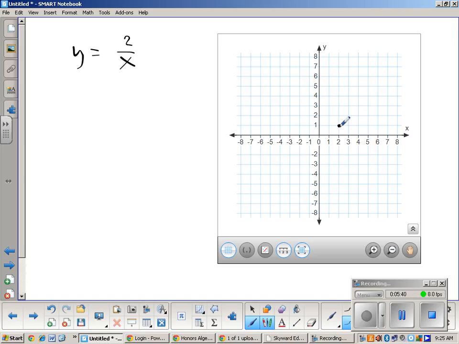Okay? So the bigger that number, what's that mean about my origin? Further away from the origin my graph is going to be, right? So the smaller the number, the closer to the origin my graph's going to be. So this graph's going to look something like this.